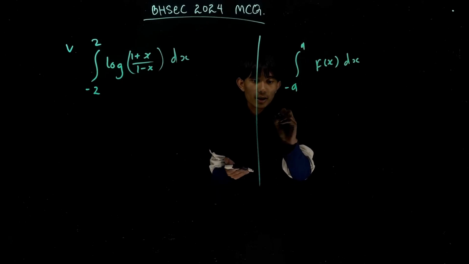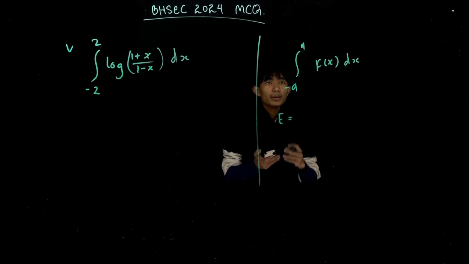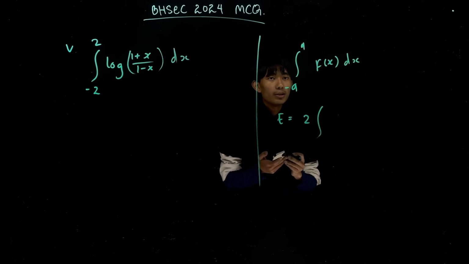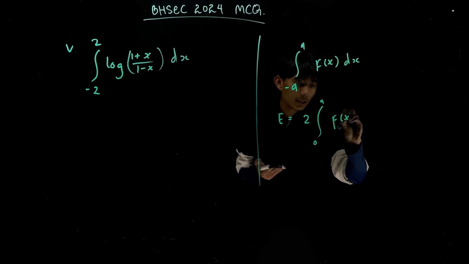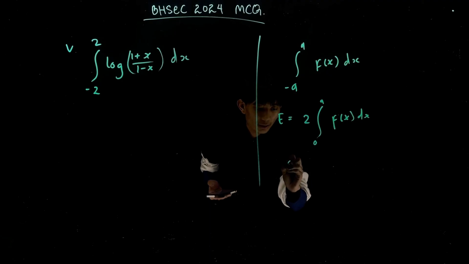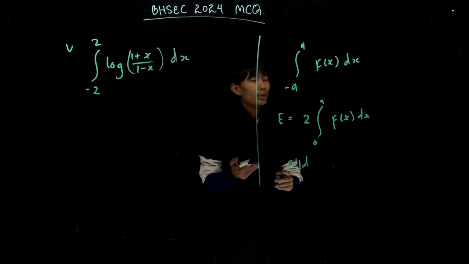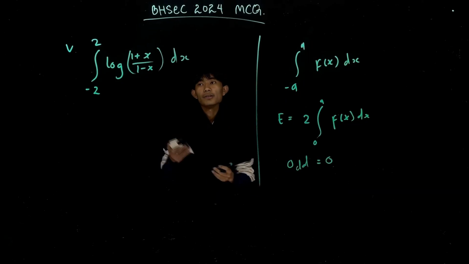If the function f of x is an even function, then this integral will change into 2 times the integral with the limits 0 to a of f of x dx. And if the function is an odd function, then the value of this integral will be directly equal to 0. So let's check for this function over here.